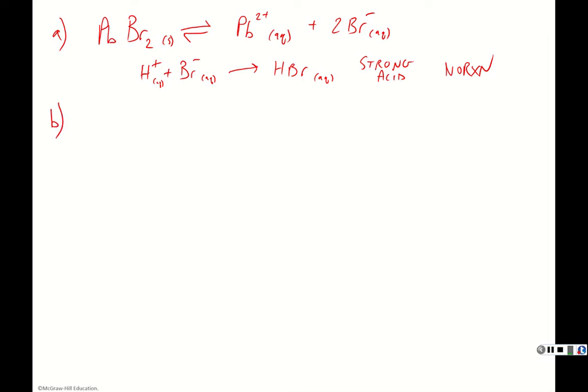So let's look at B, copper hydroxide, Cu(OH)2. That's a solid. It gives Cu2+ ions and OH- ions. So if you look at OH- now, if that reacted with H+, what would that produce? That would produce water.